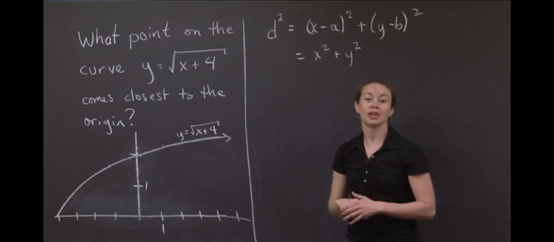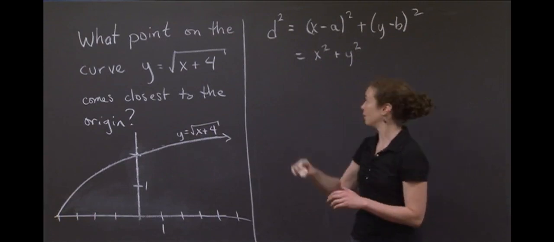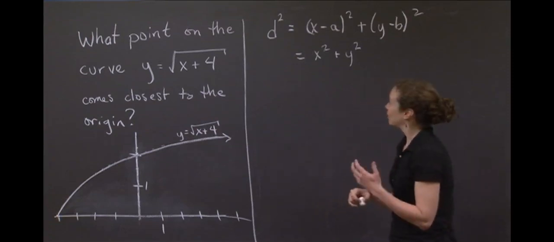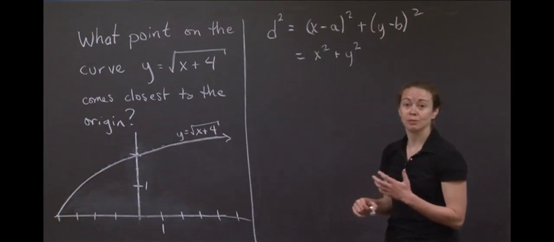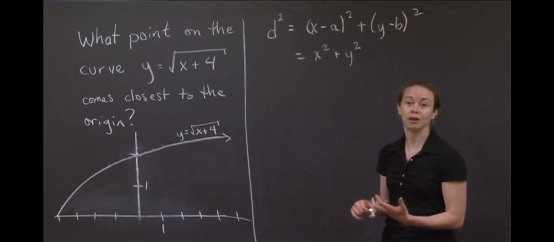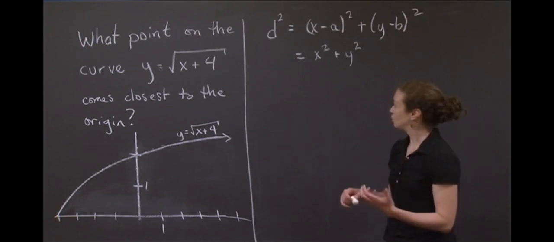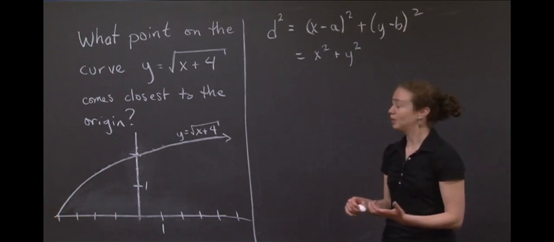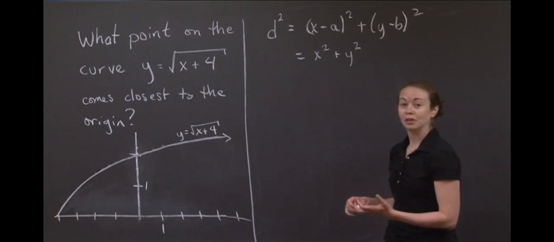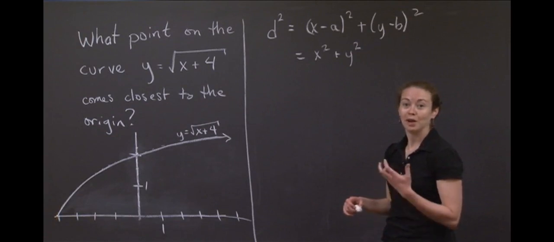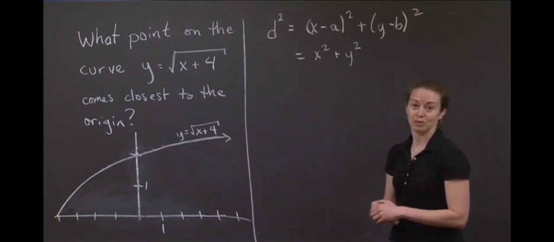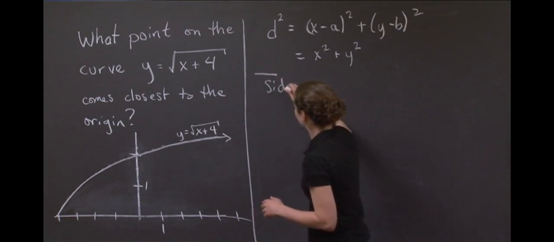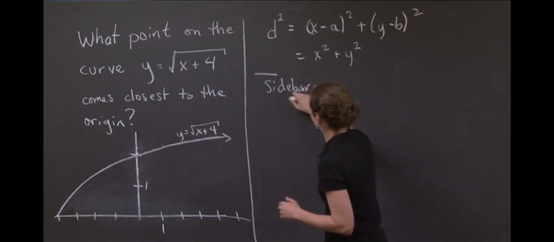I just told you that instead of trying to optimize distance, we can optimize distance squared. Why is that? Well, remember that when you optimize, what you're looking for is a place where the derivative of the function of interest is equal to 0. What I want to point out is that when you take the derivative of distance squared and find where that's 0, it's going to be the same as the place where the derivative of distance is equal to 0. So this is a little sidebar justification.